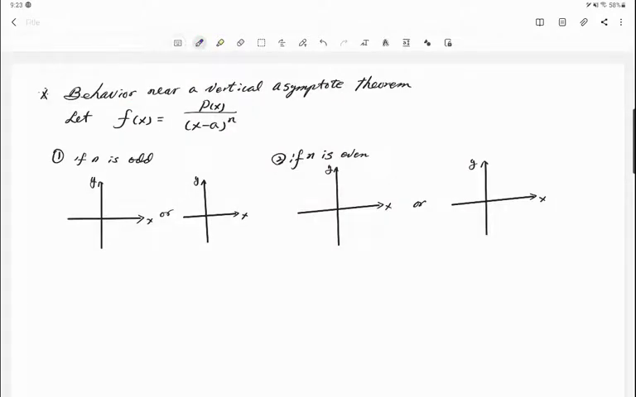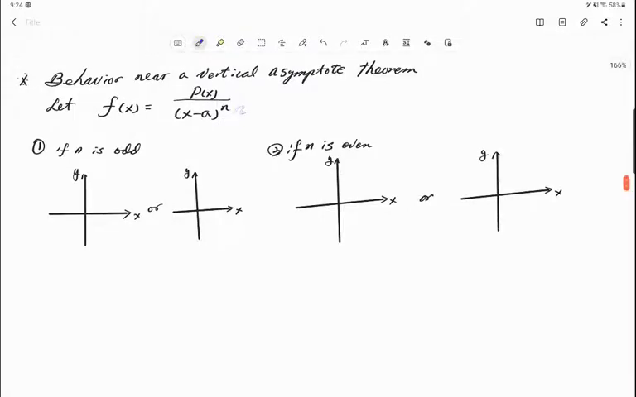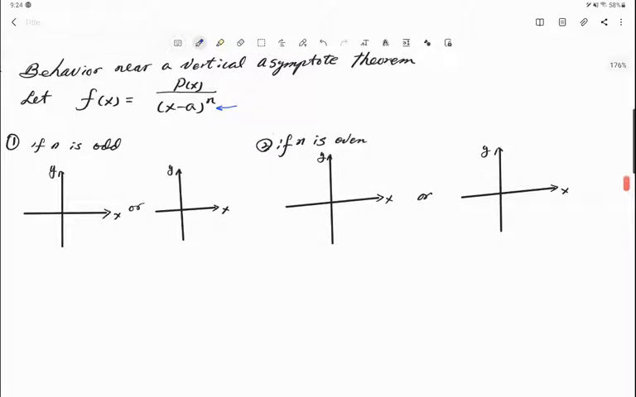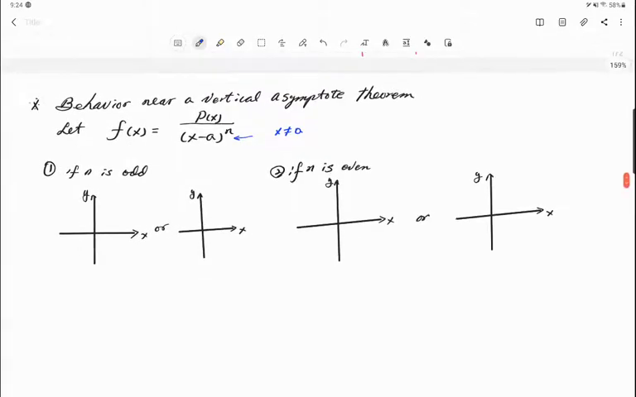Okay, here is a very useful theorem, the behavior near a vertical asymptote theorem. This is really simple. Let's say f of x is a rational function, so that the denominator looks like this. This denominator is x minus a to the nth power, so the exponent is n. And we know the denominator cannot be equal to 0, right?